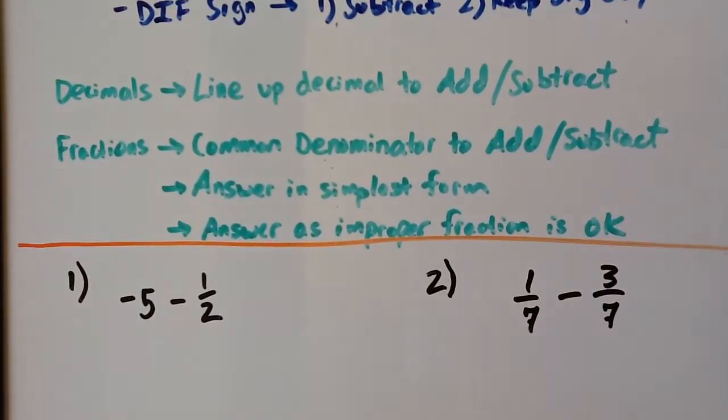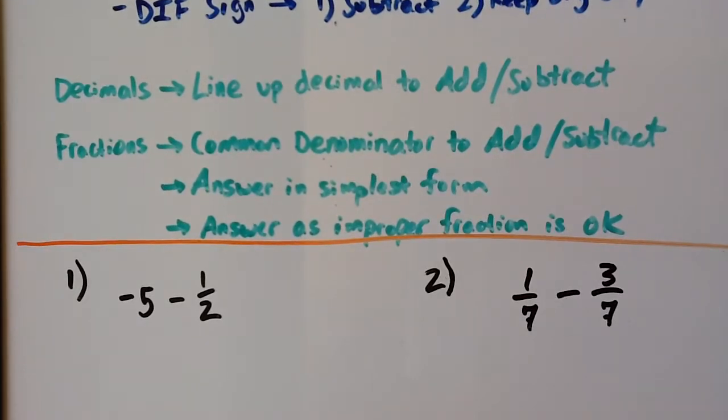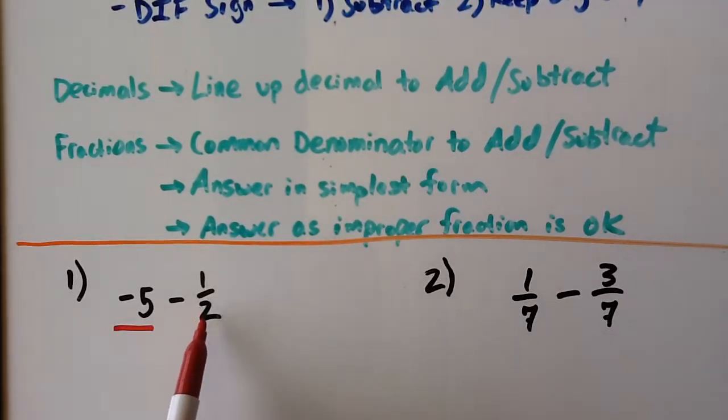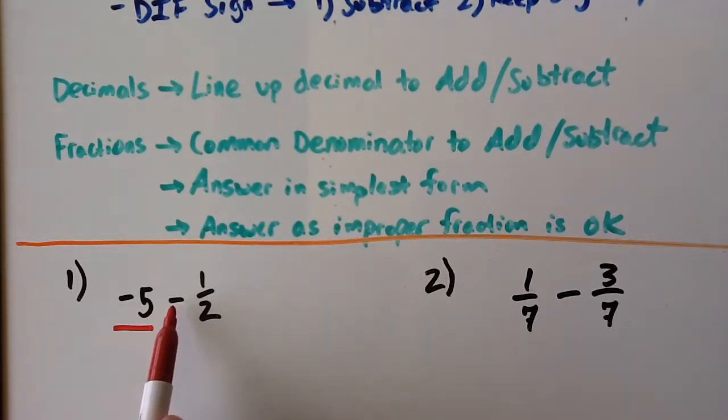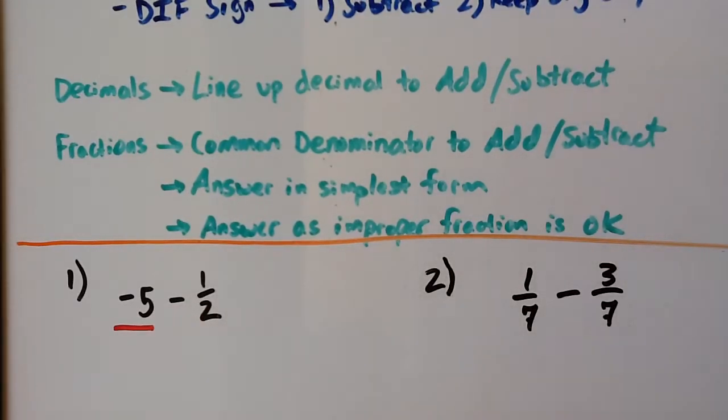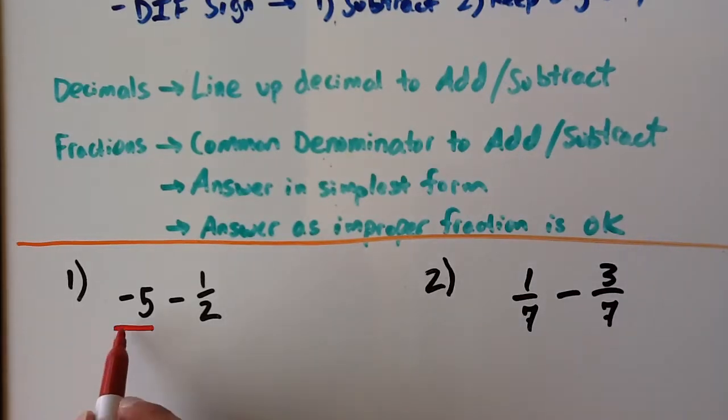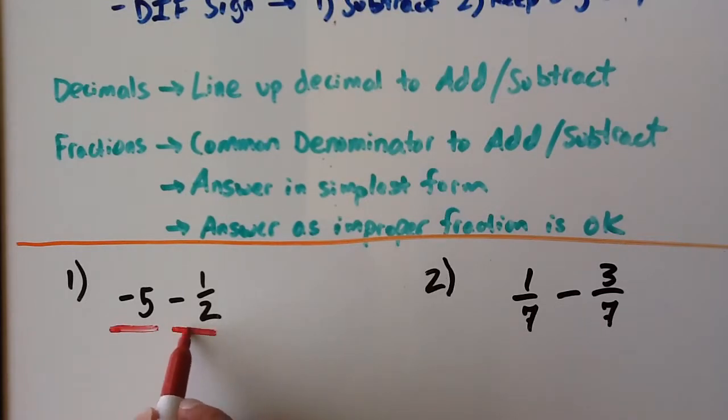Number 1, we have -5 minus 1/2. Now, as you can see, these have the same sign. 5 is negative, and 1/2 is -1/2. That's what the subtraction sign means. The subtraction sign is both a subtraction sign and a negative sign. It functions as both. So we have -5 and -1/2.